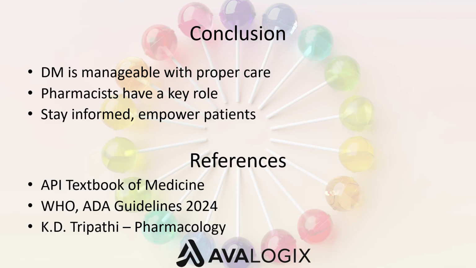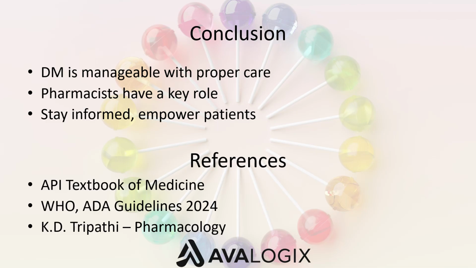Lifestyle changes form the backbone of care, helping prevent complications and improve quality of life. Pharmacological treatments, including insulin and various oral drugs, play essential roles depending on the type and severity of diabetes. We also discussed how frequent monitoring of blood glucose helps tailor treatment and prevent emergencies.